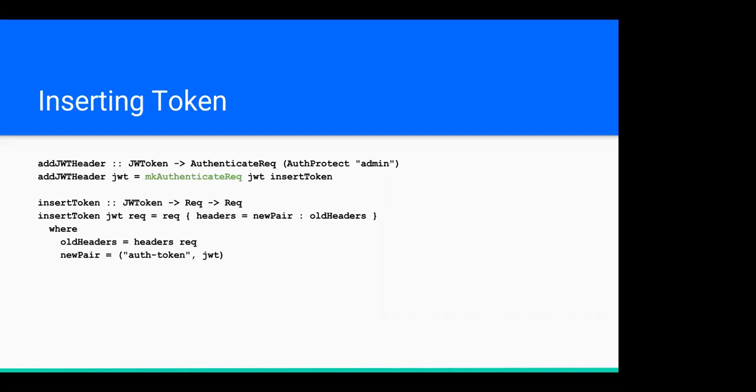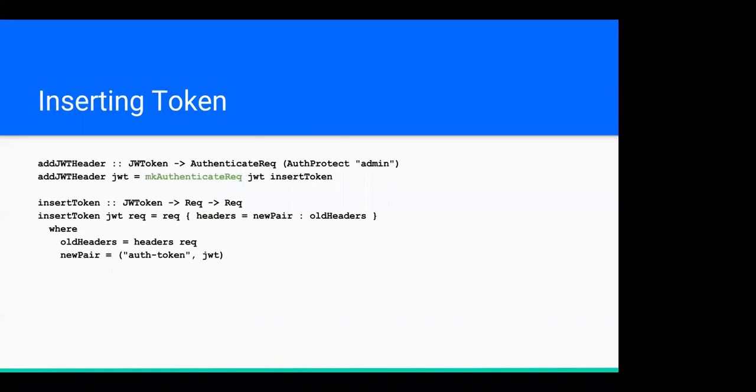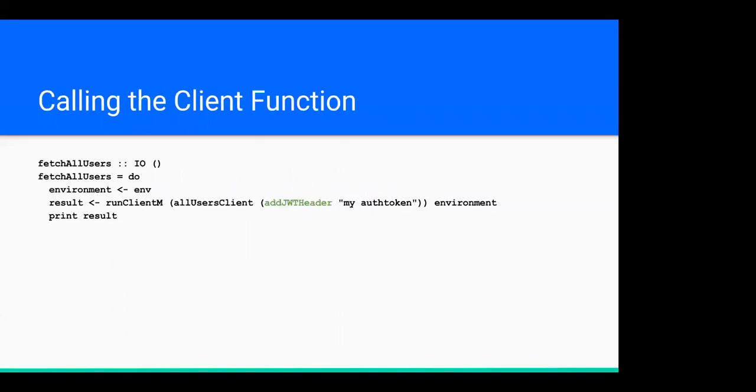So again, we're getting into more of the nitty gritty request type, but that's the price we pay for using generalized authentication. And once we have wrapped this function, then we use the make authenticate rec function, and then we can supply that to our client function. So we call the JWT header, and we call this on the string, which is clearly not a JWT remotely, but that's okay. And yeah, that's how we call a generalized authentication.